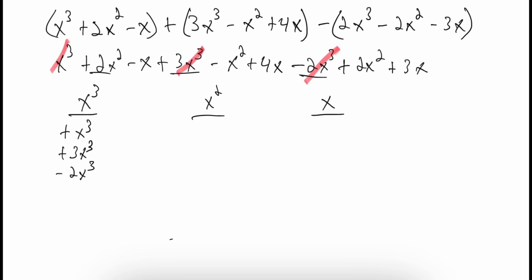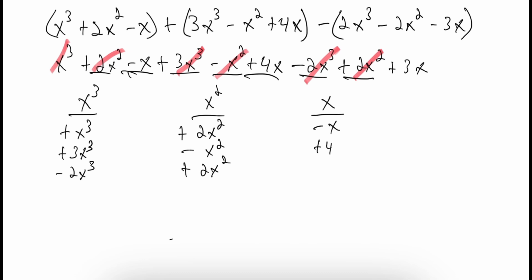Now for x squared, we have 2x squared, and that's positive, and then a negative x squared here, and then a negative 2x squared. Mark those off. And last but not least, we have our x column, so negative x here, then a positive 4x, and then a negative 3x. So now it's just math.